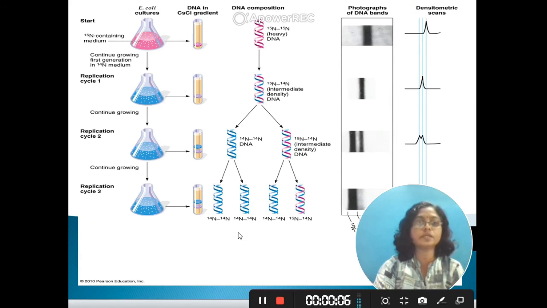As the replicative cycle progresses, the heavy DNA reduces by half, and gradually the intermediate density DNA fades away. So this is Meselson and Stahl's semi-conservative method of DNA replication.